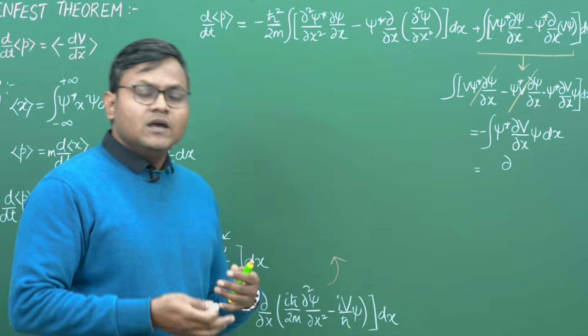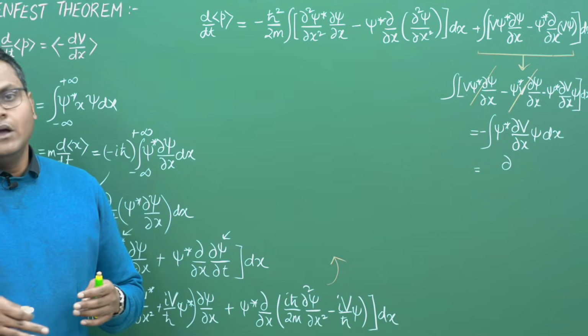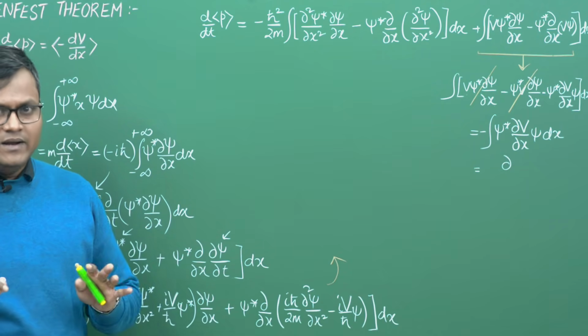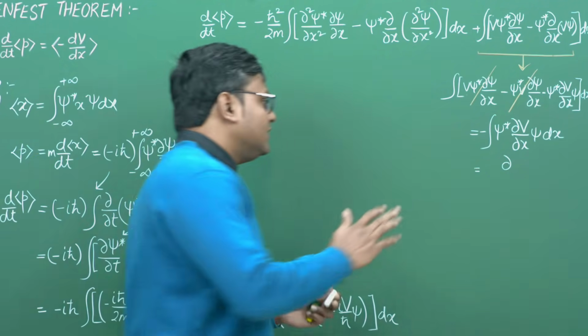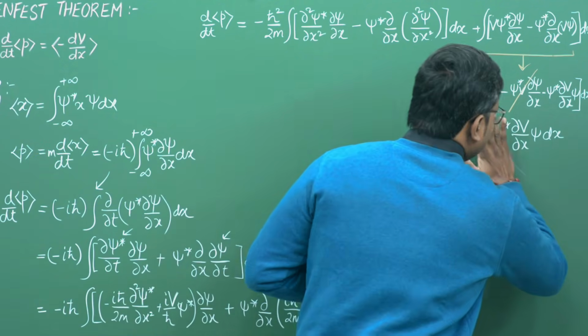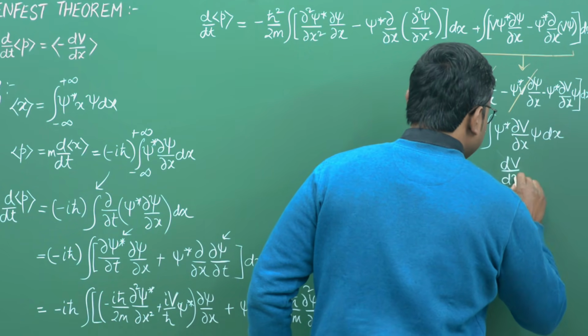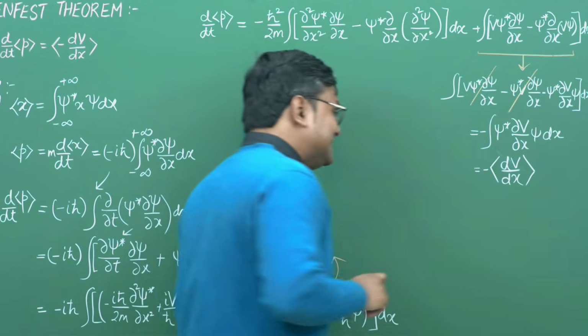Now usually in realistic scenarios we deal with potentials which are most of the time position dependent or space dependent and not necessarily time dependent. So making that assumption, this then becomes an ordinary derivative. So I can simply say that this is dv upon dx expectation value, okay. So the expectation value of dv upon dx.